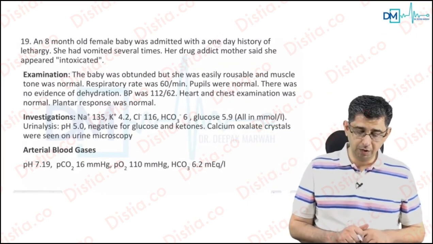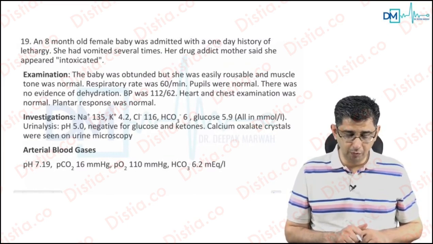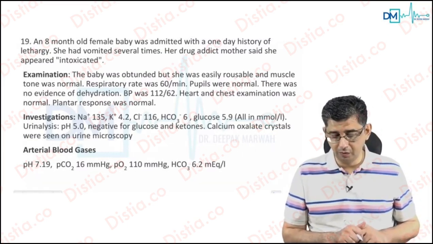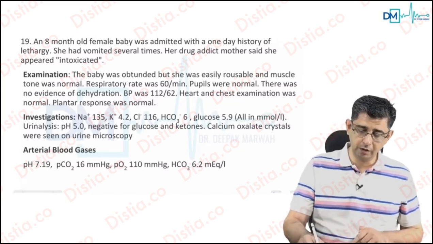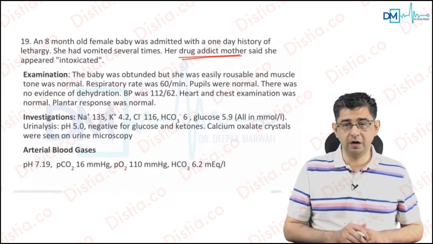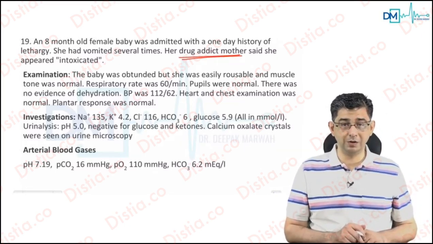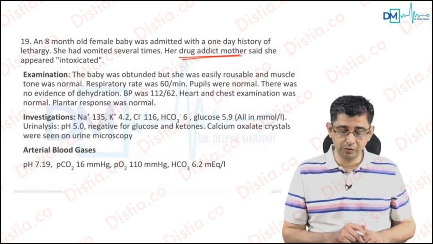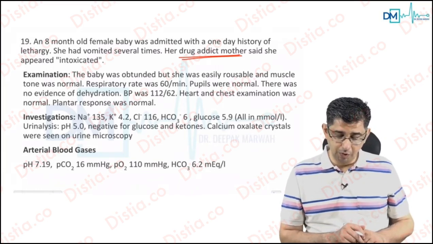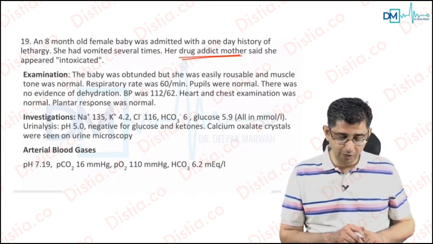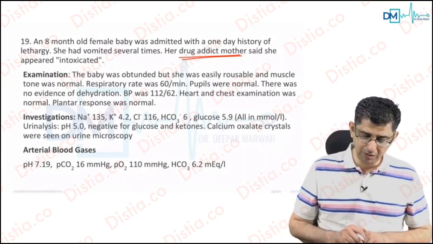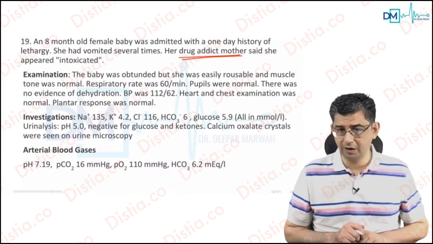An 8-month-old female baby was admitted with a 1-day history of lethargy. The kid has vomited multiple times. Her drug addict mother, that's of interest, said that the baby looks intoxicated. So, she has maybe exposed the baby to drugs. The baby is obtunded but easily rousable. Muscle tone is normal. Respiratory rate is 60, a little faster for a child of that age.